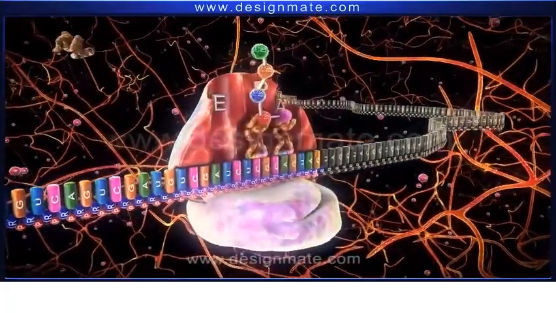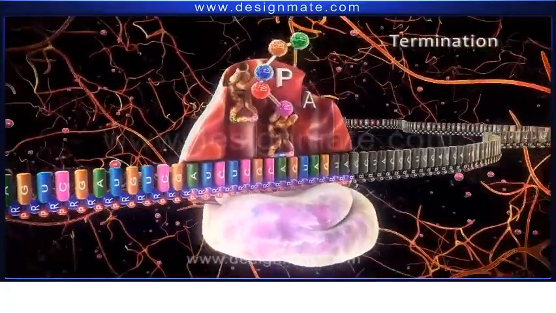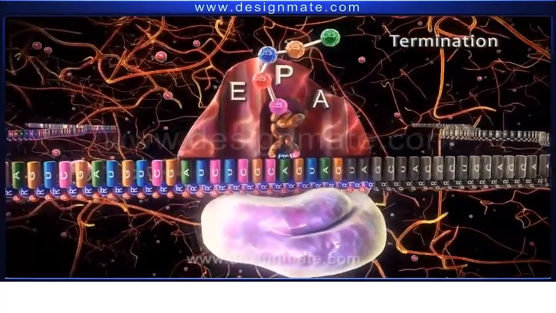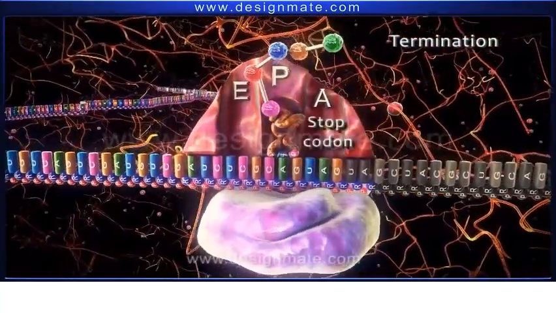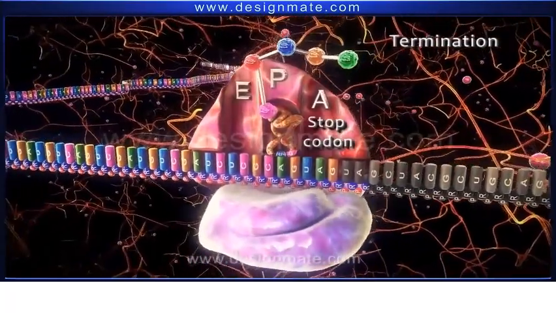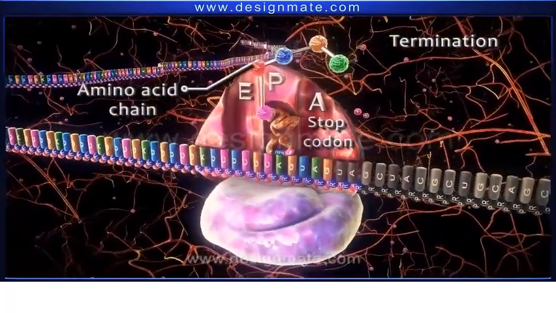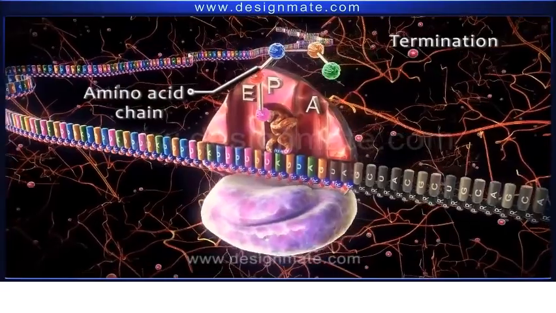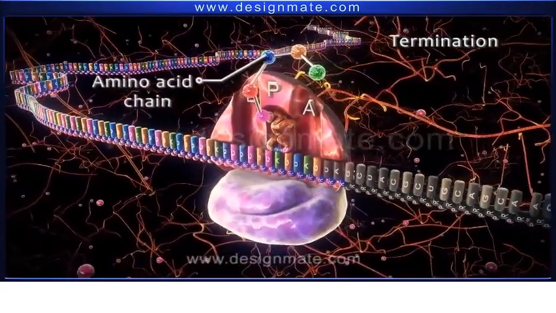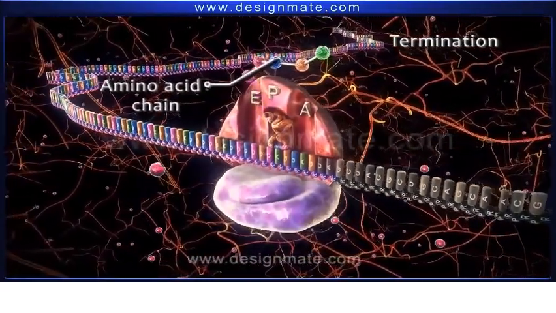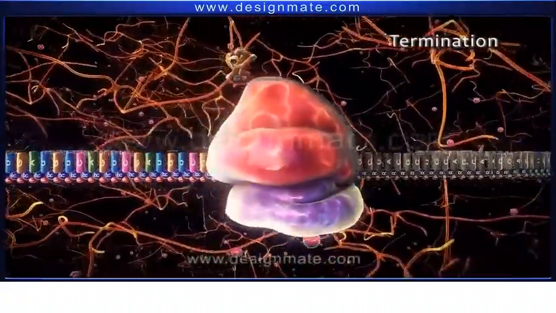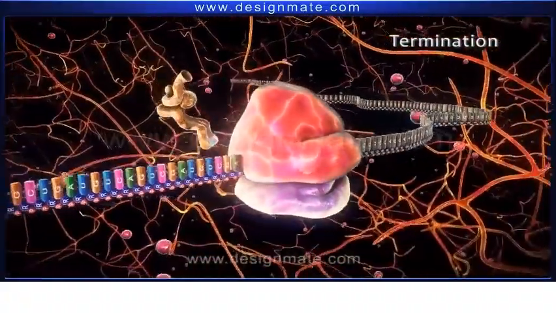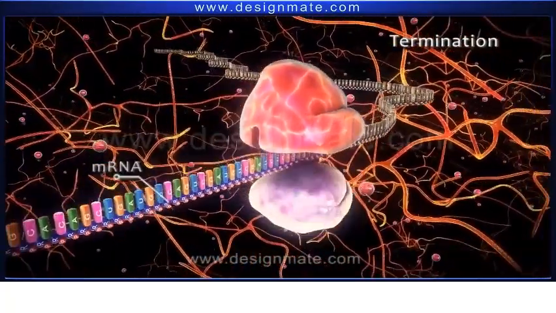The last stage of protein synthesis is the termination stage. When the ribosome reaches the stop codon UAG, elongation stops and the newly formed amino acid chain, which is the protein macromolecule, detaches from the ribosome. Subsequently, the ribosomal subunits, along with the tRNA, dissociate from the mRNA.